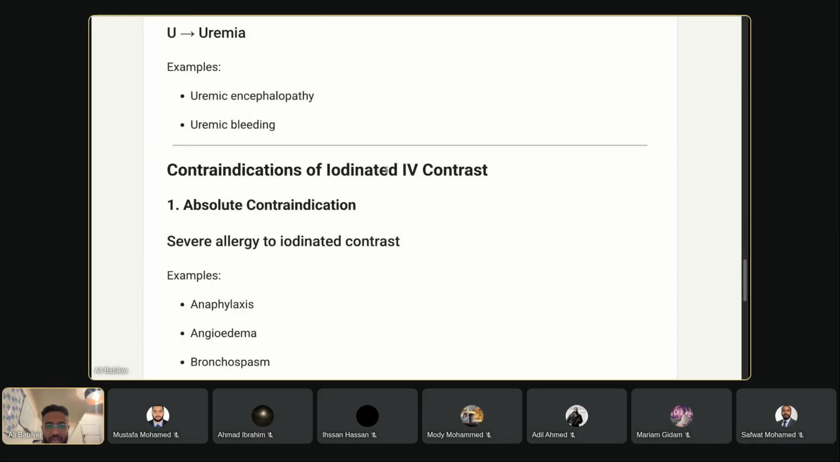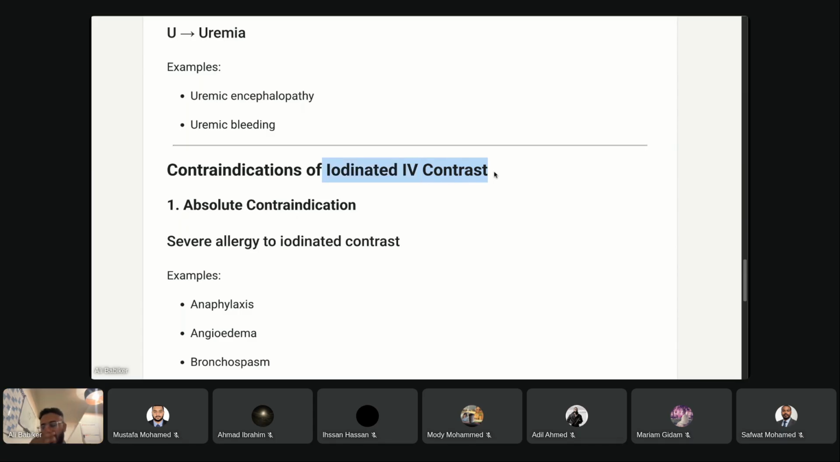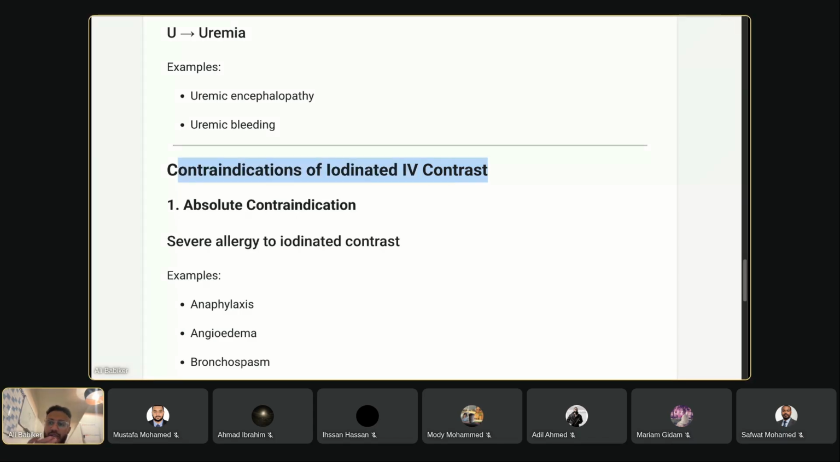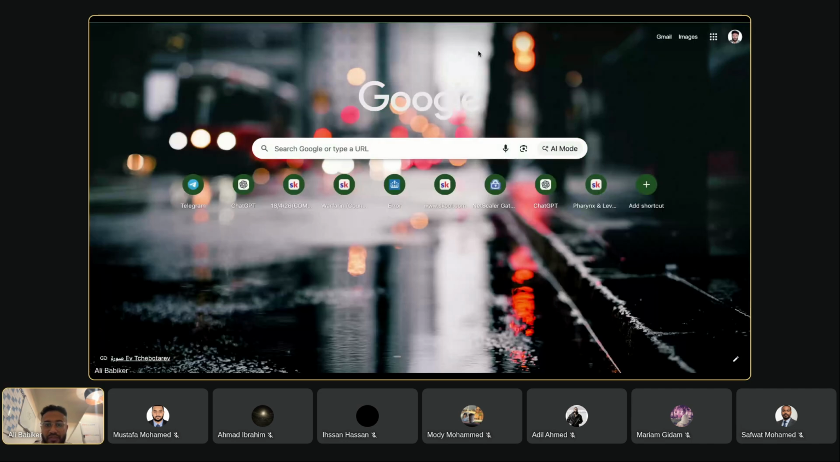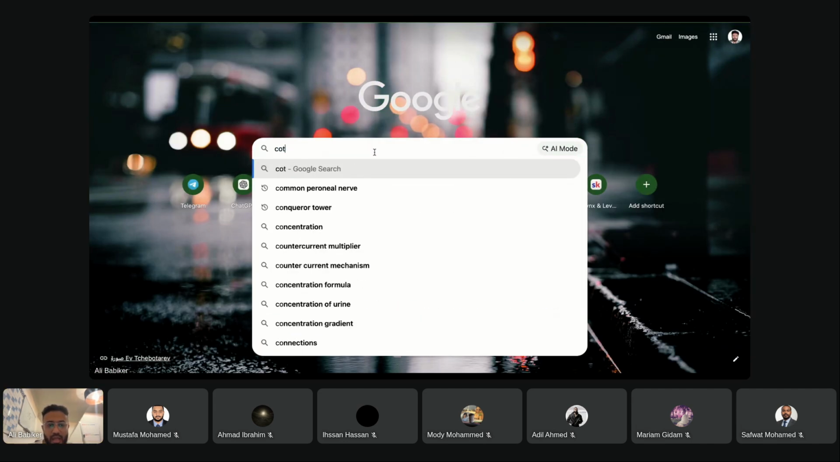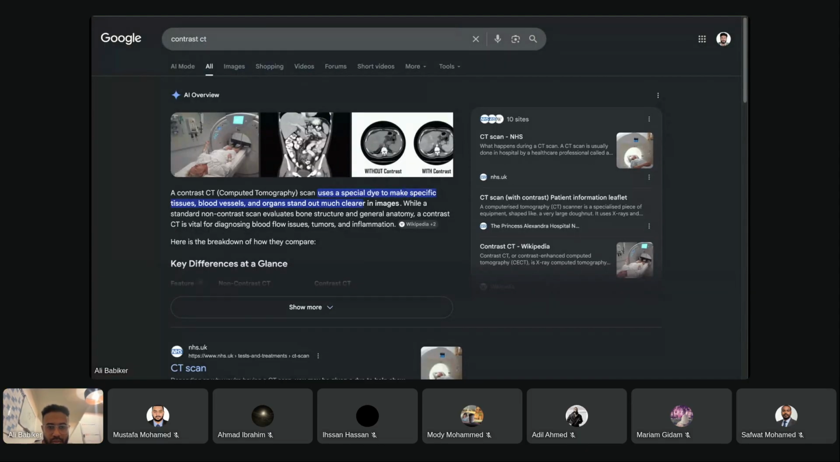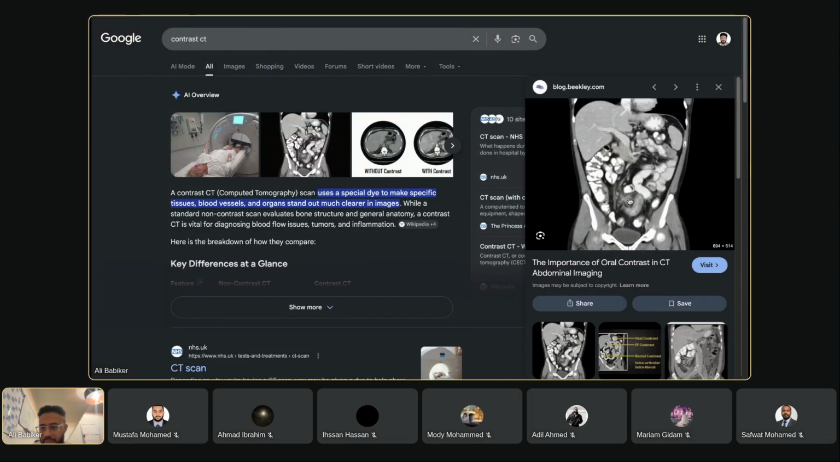Contraindication of iodinated IV contrast. So there are some cases where we don't use it. If you're doing a CT scan, you can ask for a contrast CT or a non-contrast CT. Contrast CT means you will give some fluid to your patient to contrast the blood, meaning it will be very obvious in the scan. So all of this is contrast.